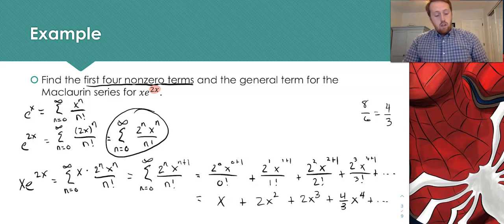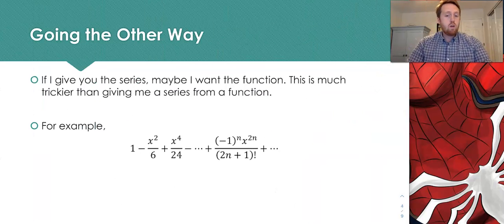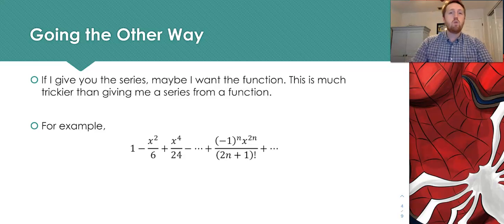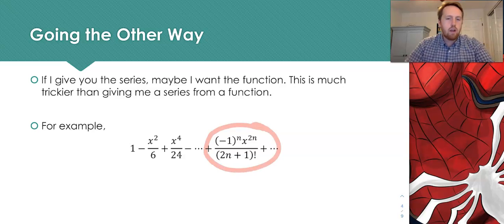So they might also ask you to go the complete backwards way. They'll give you a Maclaurin series or a Taylor series or something like that, and they'll say, what function did you start with? So for example, I've got 1 minus x squared over 6 plus x to the 4th over 24 minus dot dot dot plus. And then here's my general term.